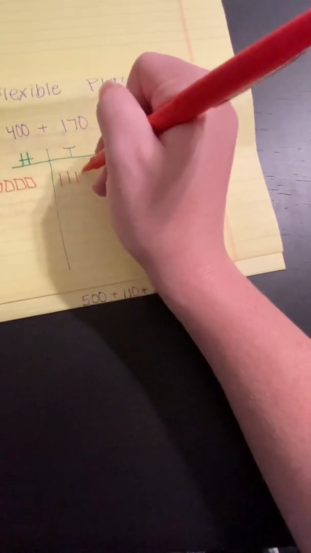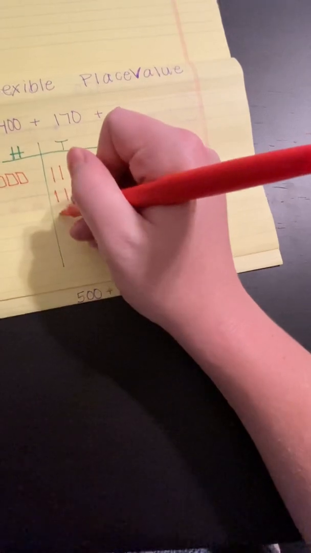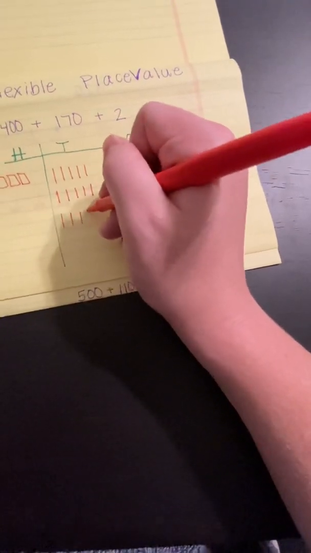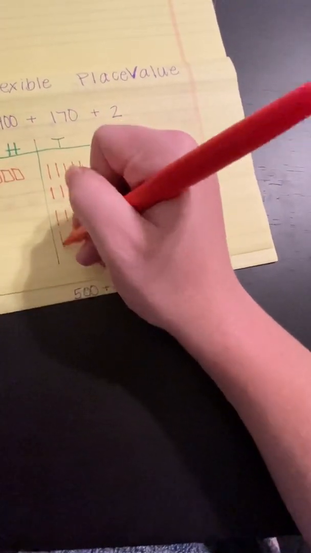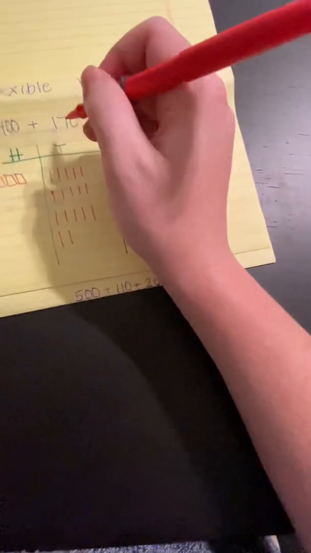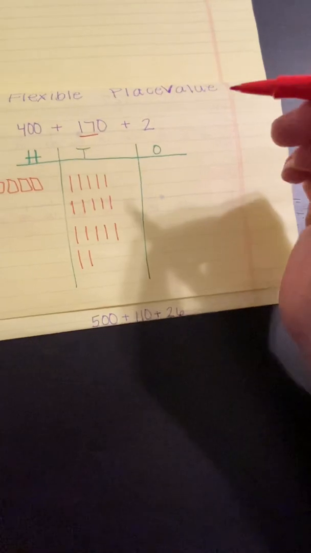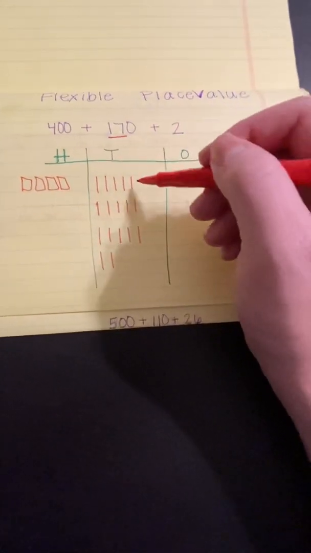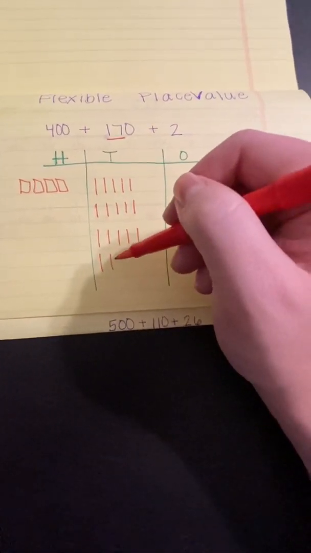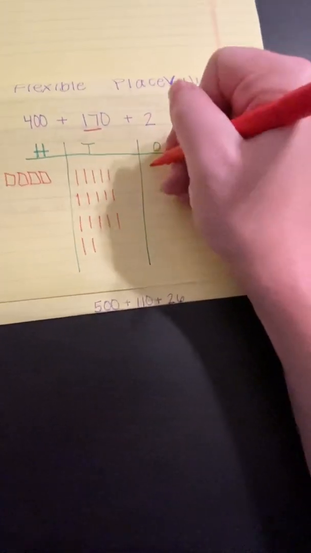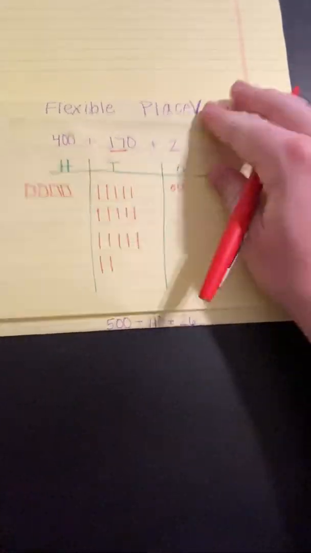So I'm going to count that by 10: 10, 20, 30, 40, 50, 60, 70, 80, 90, 100, 110, 120, 130, 140, 150, 160, 170. I also know that 170 is the same as 17 tens. And so I have 5, 10, 15, 16, 17. And then I have 2 ones.